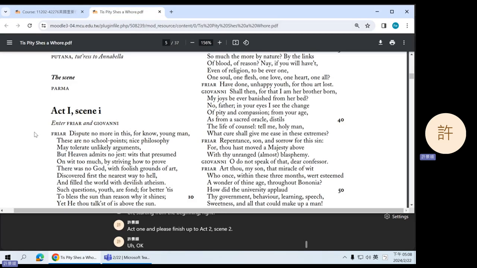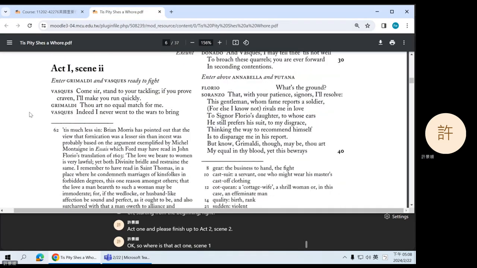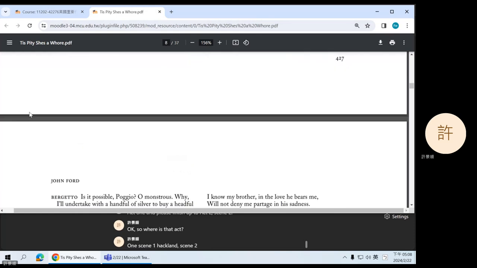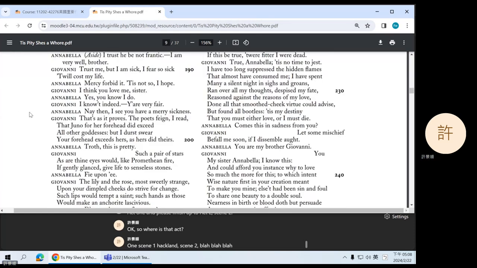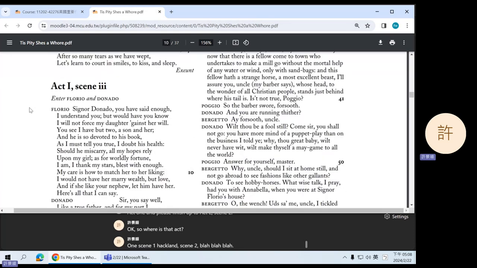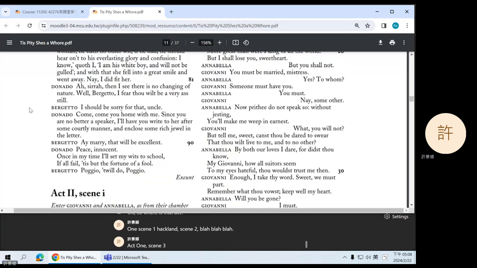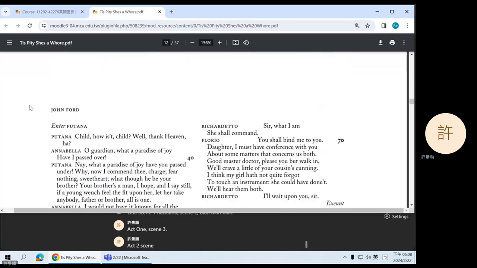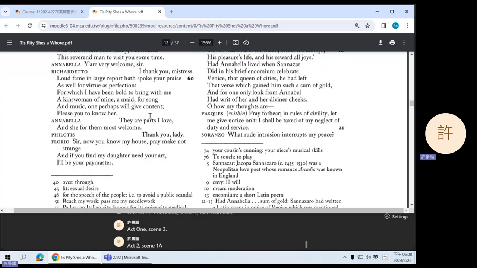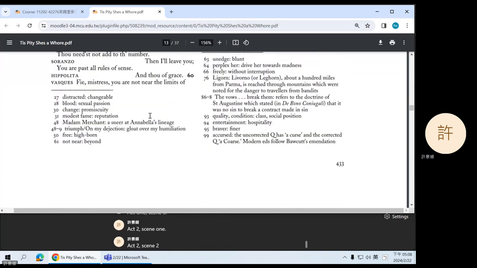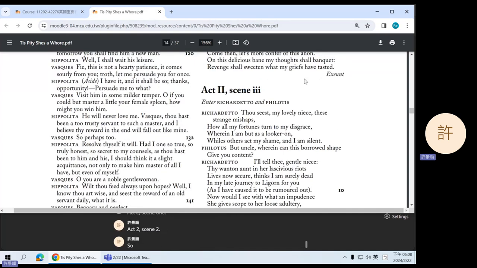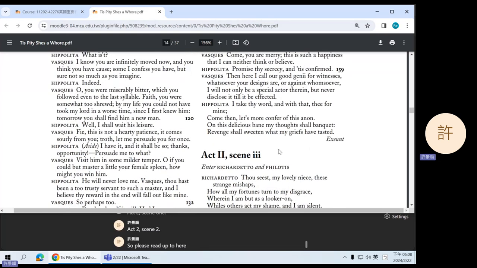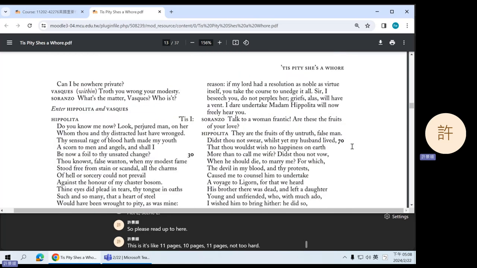Okay, so where is that? Act One, Scene One. Act One, Scene Two. Act One, Scene Three. Act Two, Scene One. Act Two, Scene Two. So please read up to here. This is like 11 pages, 10 pages, 11 pages, not too hard. Okay, so that's the homework.